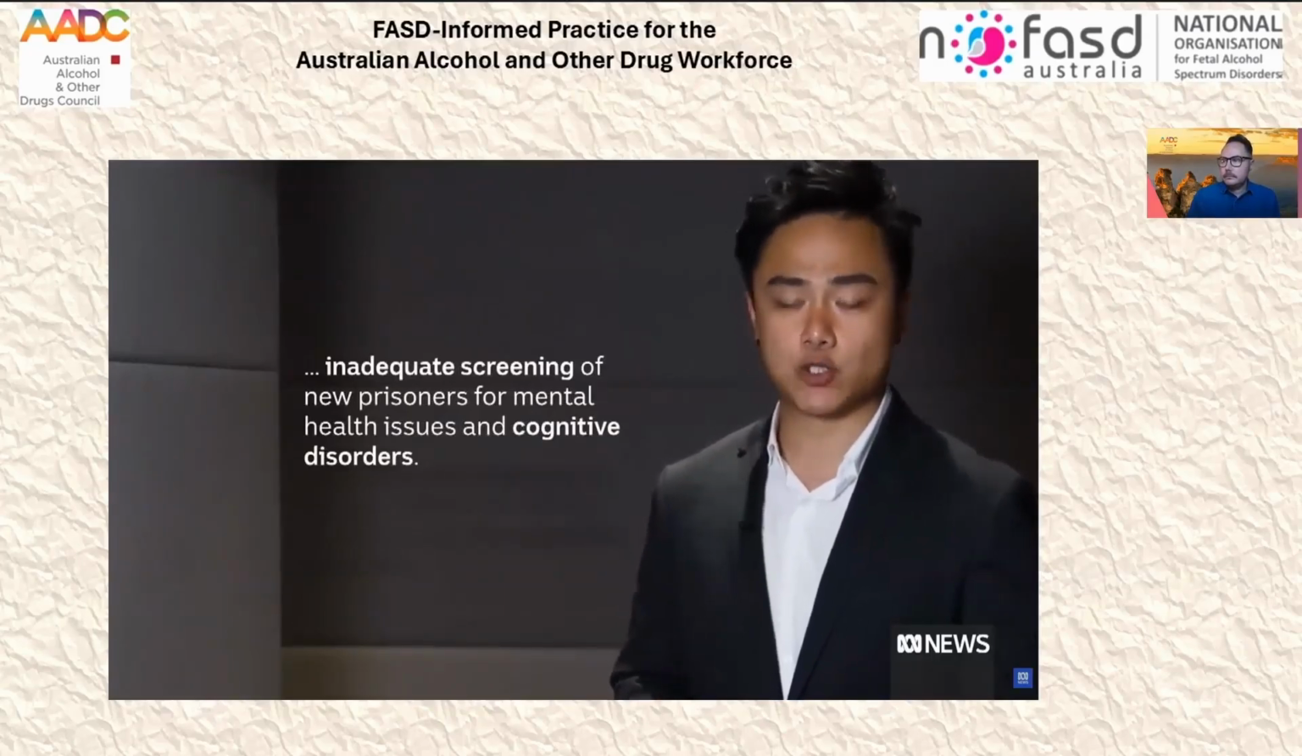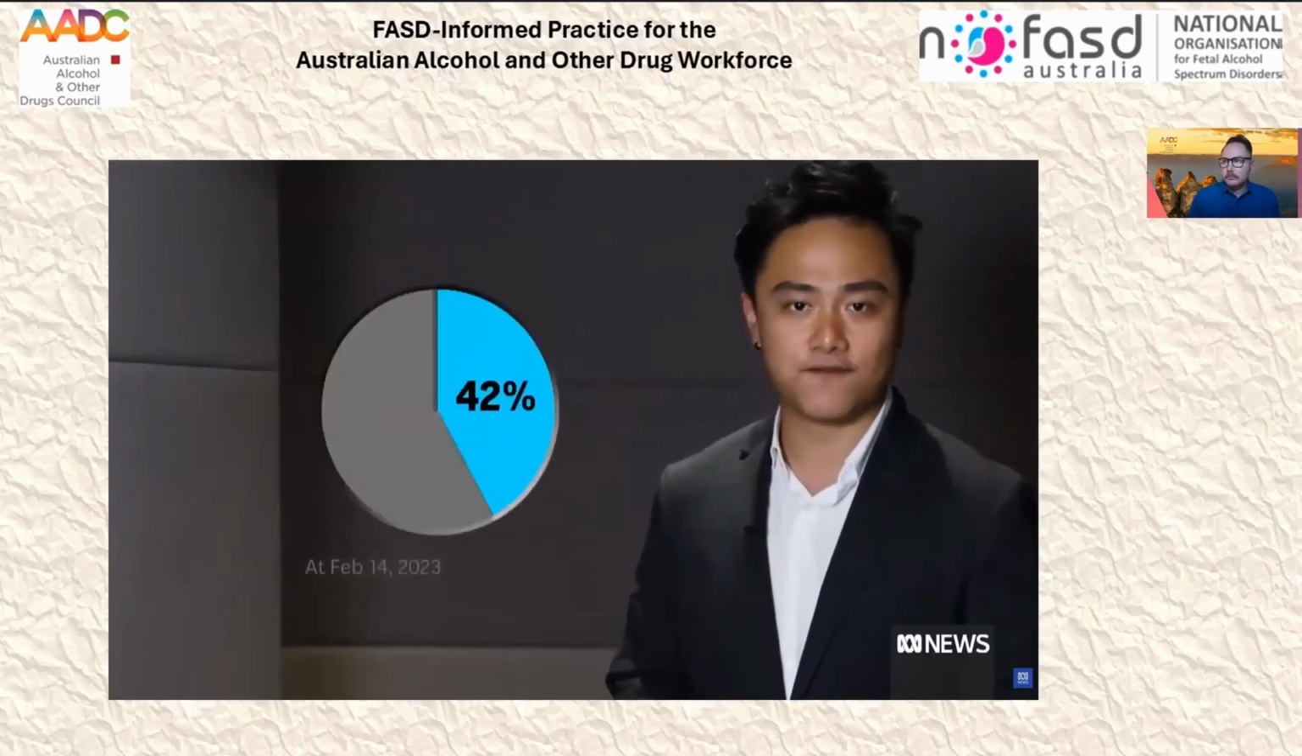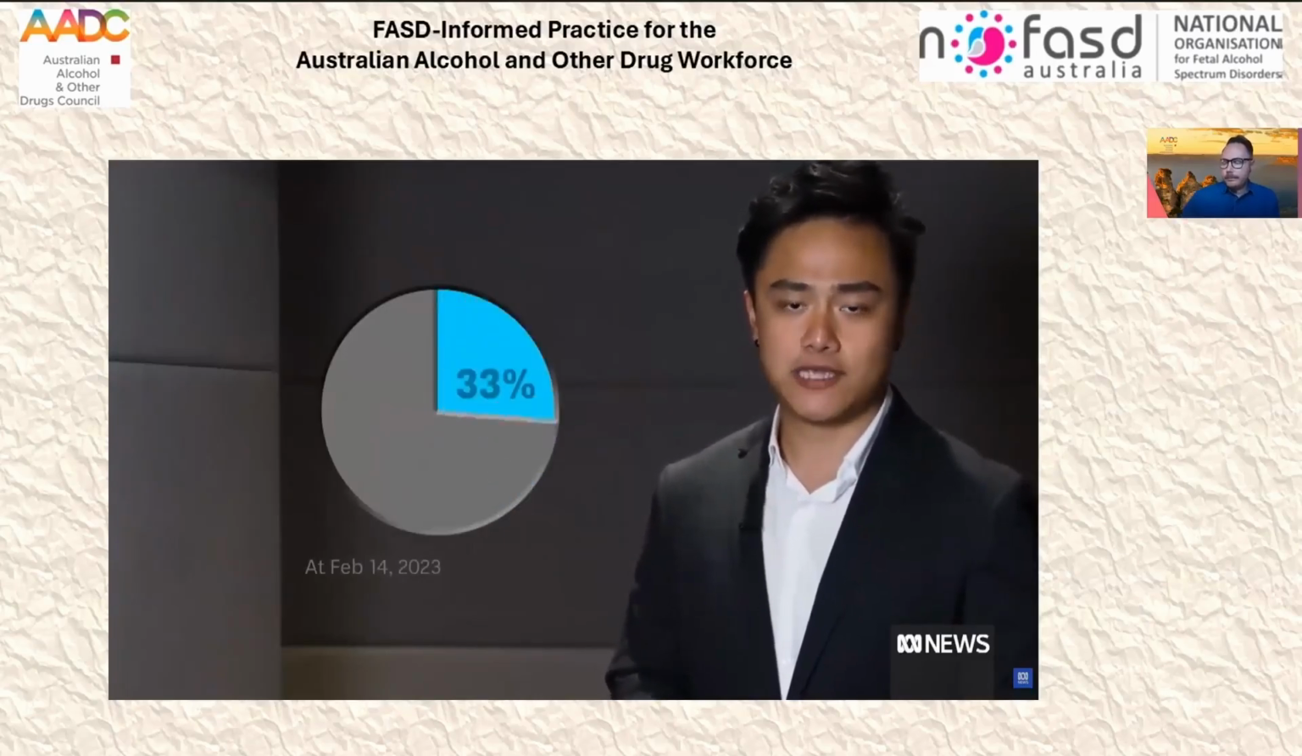The Department of Justice says it's working to improve that situation, but across Western Australia, less than half of the state's prisoners have been screened for functional impairment. And that figure is even worse at the state's only juvenile prison. Only a third of inmates have been screened at Banksia Hill.